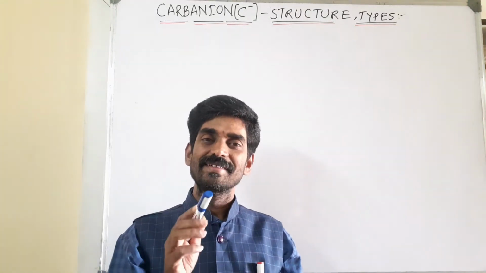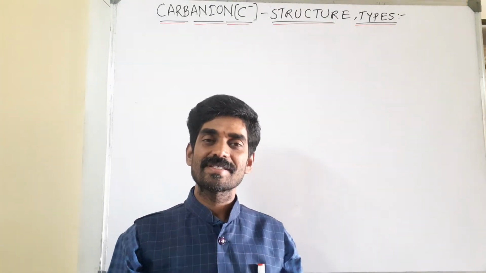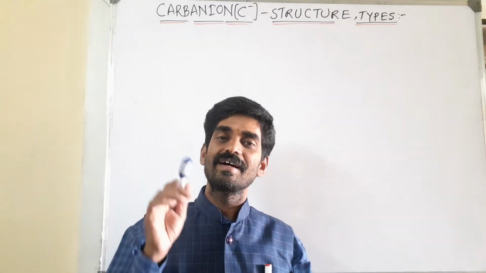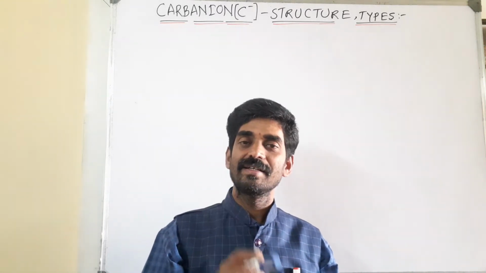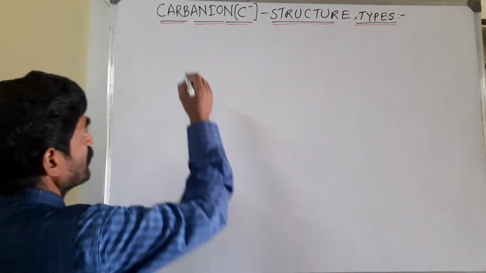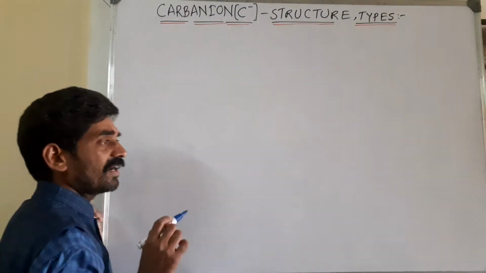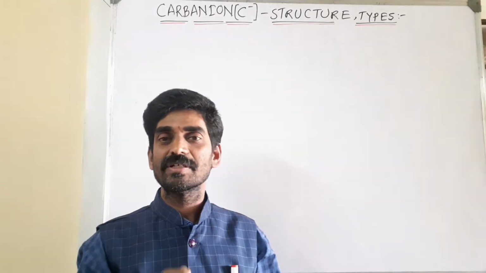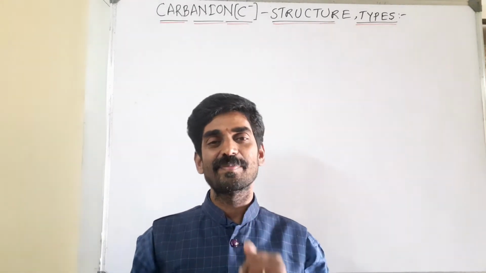Hi everyone. Today we are going to discuss carbanion structure and its different types. Let's start. What is a carbanion? The carbon carrying a negative charge. A negatively charged carbon species is called a carbanion.